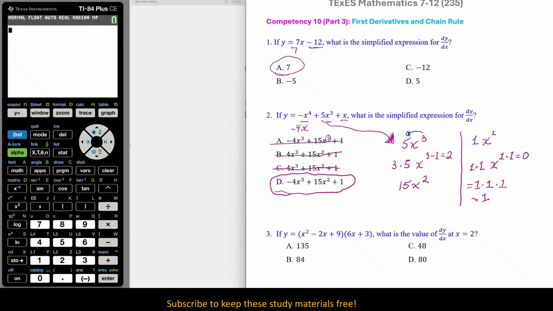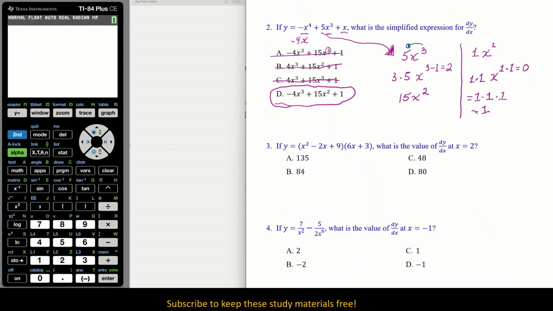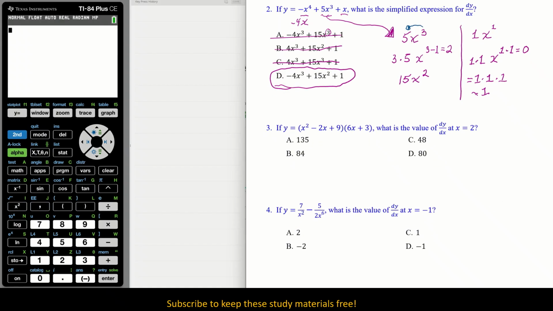Option D is correct. All right, so if you notice, I haven't even touched my calculator. For many parts of this section, I will not be using the calculator, okay? So let's go to number 3. For this one, I will. For these two, yes, we'll use our calculator. You never know what they're going to ask you.